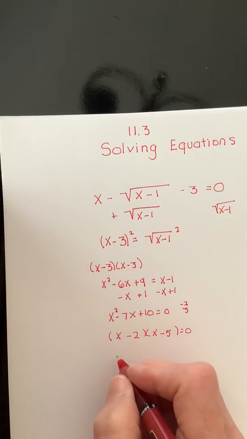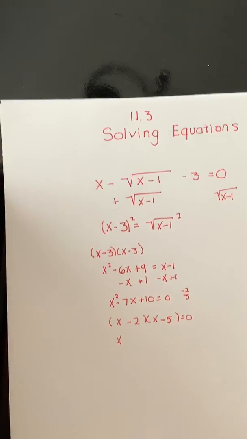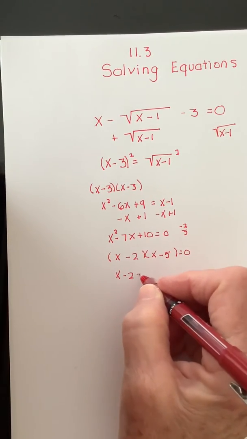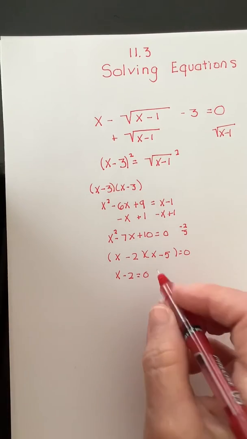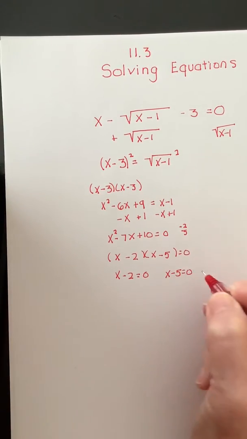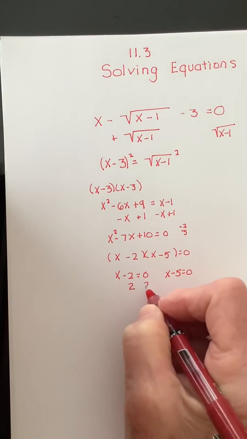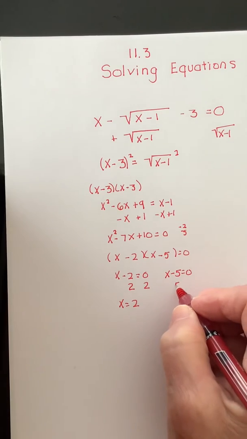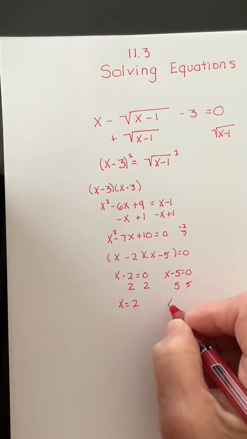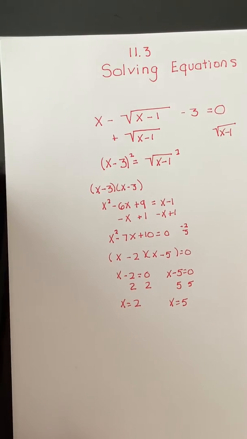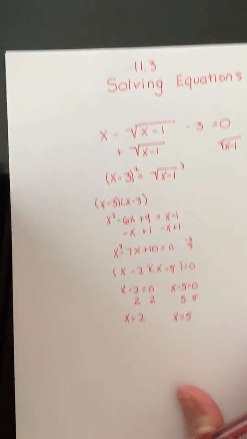Okay, so now I'm going to set both of those equal to 0. Let me move this up a little bit. And y'all aren't here to tell me that you can't see the paper. x minus 2 is equal to 0. x minus 5 is equal to 0. I'm going to add 2 to both sides. So x is equal to 2. Over here, I'm going to add 5 to both sides, and x is equal to 5. So now what I'm going to do is plug both of these into the original equation.